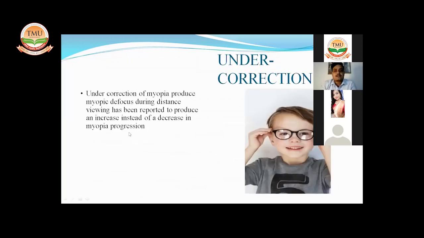Now, undercorrection. Undercorrection is a new concept which is included in the factors of myopia progression, where studies show that undercorrection of myopia produces a myopic defocus during distance viewing, which is reported to produce an increase instead of a decrease in myopic progression. So here we need to understand two things: what is hyperopic defocus and what is myopic defocus.